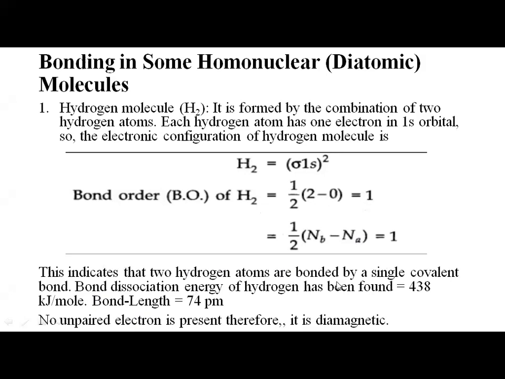The bond dissociation energy of hydrogen has been found to be 438 kilojoules per mole. That means to break 1 mole of hydrogen molecules into hydrogen atoms, I need 438 kilojoules of energy. The bond length in the hydrogen molecule is 74 picometers. That means the internuclear distance between the 2 hydrogen atoms in the hydrogen molecule is 74 picometers. No unpaired electrons are present. Therefore, the molecule as a whole is diamagnetic.